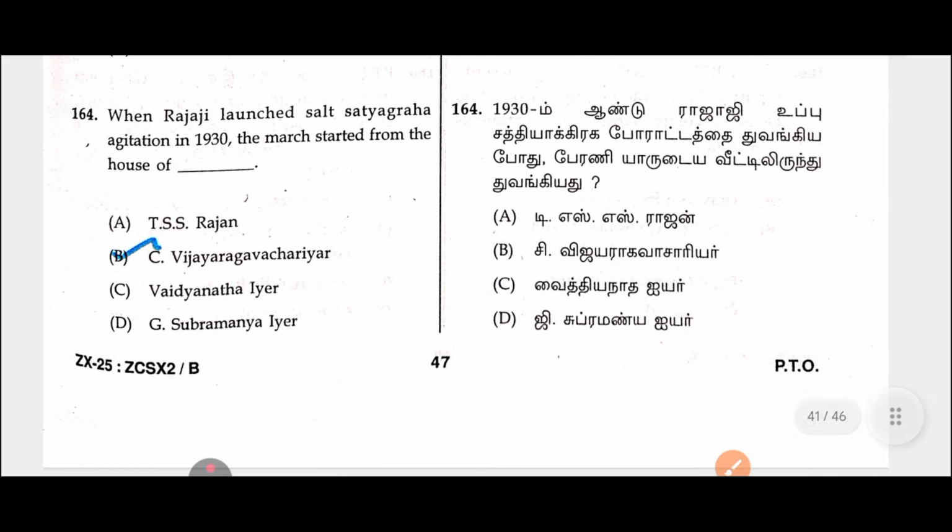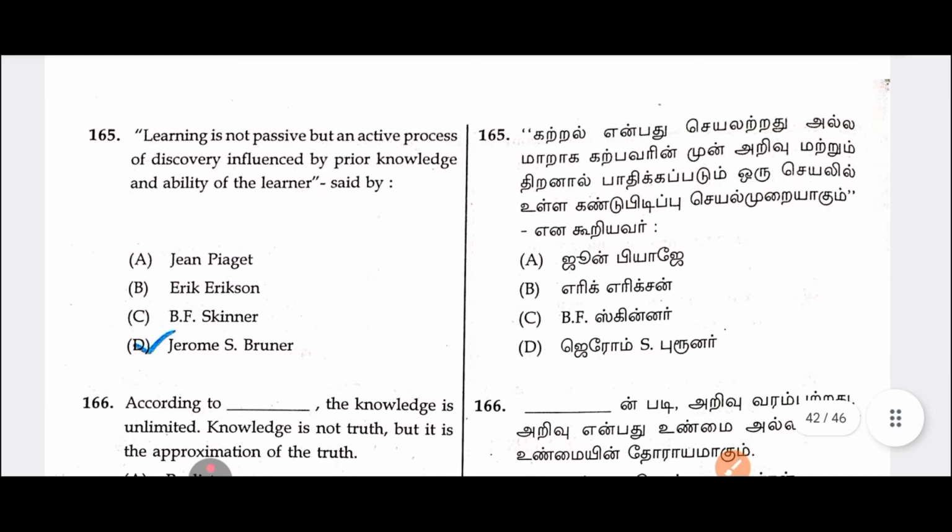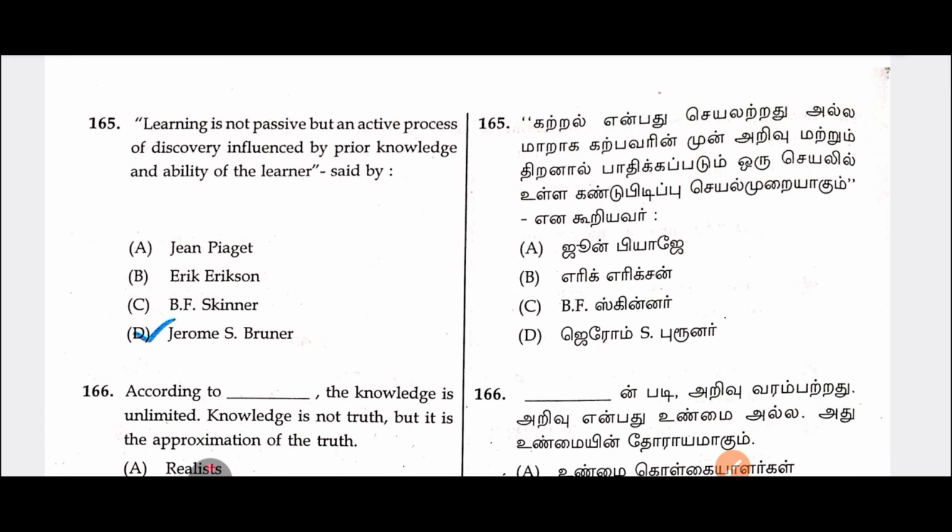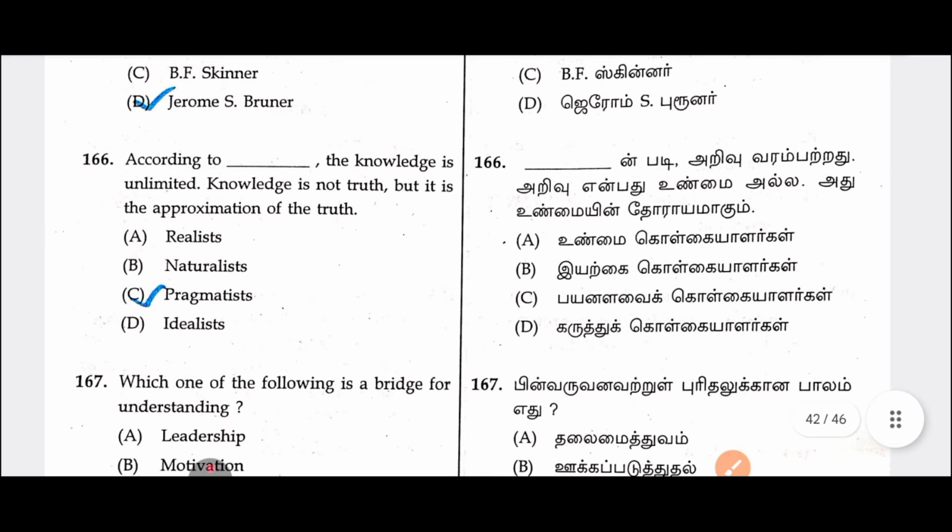When Rajaji launched Salt Satyagraha agitation in 1930, the march started from the house of C. Vijayaraghavacharya. Learning is not passive but an active process of discovery influenced by prior knowledge and ability of the learner, said by Jerome S. Bruner. According to dash, the knowledge is unlimited. Knowledge is not truth, but it is the approximation of the truth. Pragmatists.